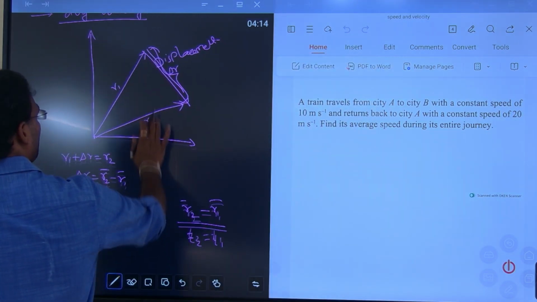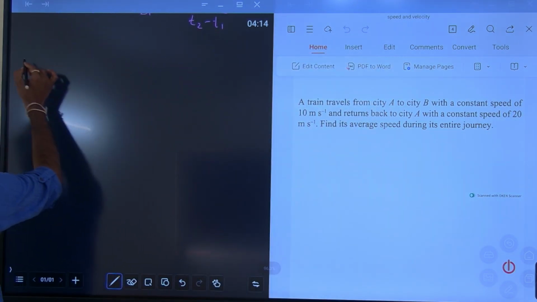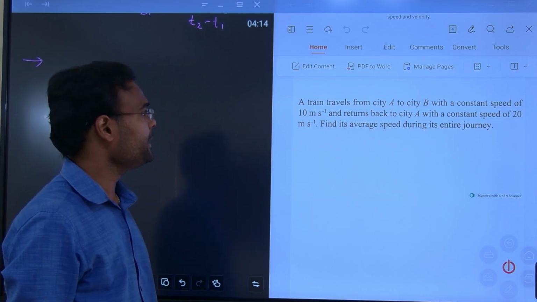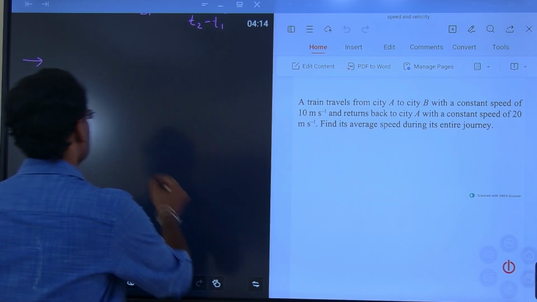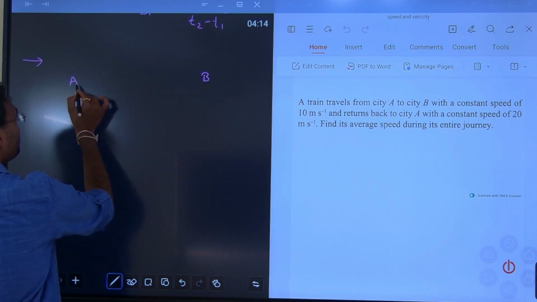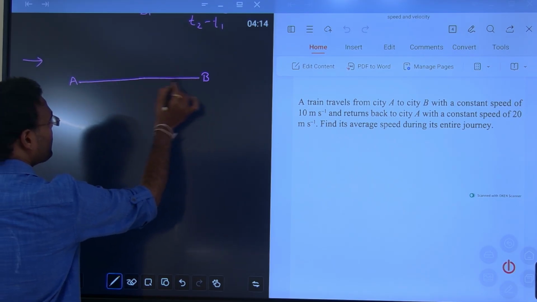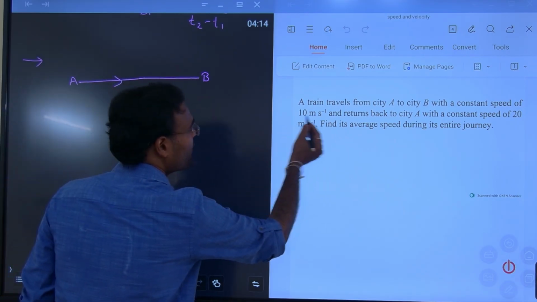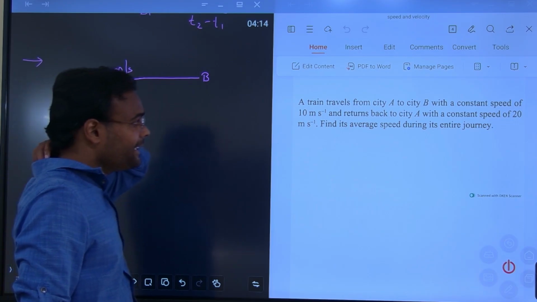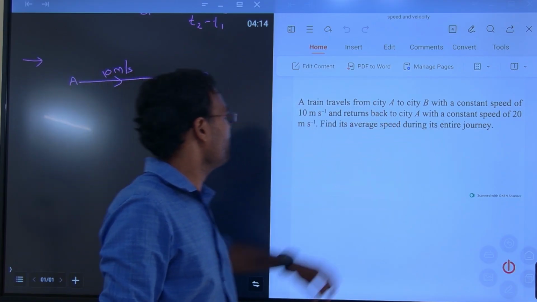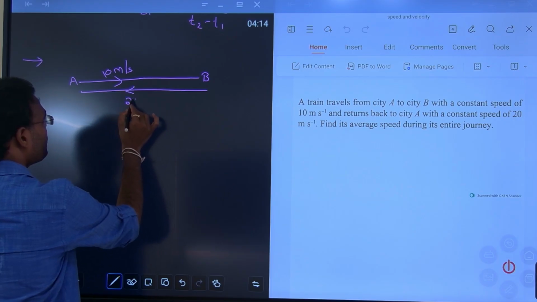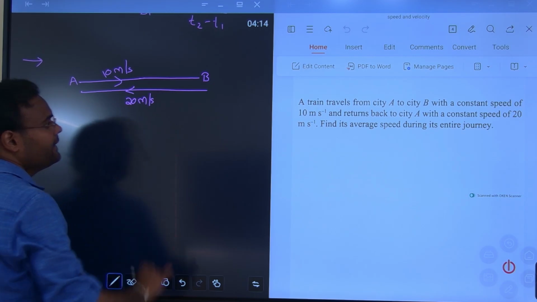Now based on this, let's see. First one is a train travels from city A to city B with a constant speed of 10 meter per second. Let it be city B. Now it is traveling from city A to B at a speed of 10 meter per second, and returns back to city A at a constant speed of 20 meter per second. It is moving back at the speed of 20 meter per second.